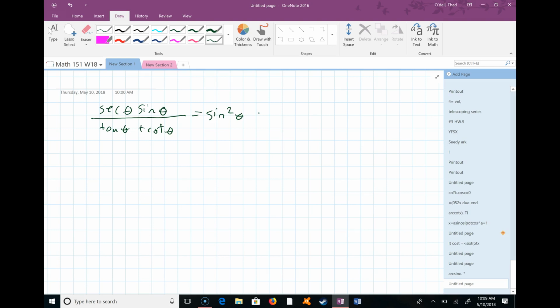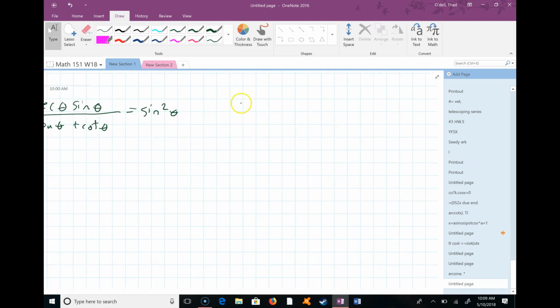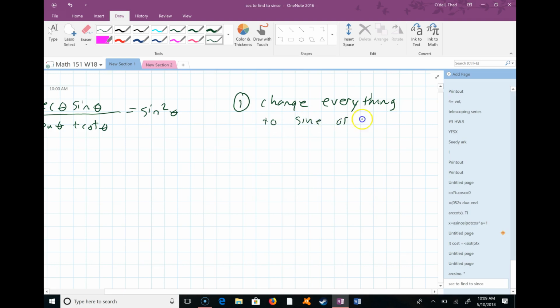So, what can I do? Well, one thing you can do, and this is pretty much always the first thing I do, is change everything to sine or cosine. Often that is a nice maneuver because you see some sines on top and sines on the bottom that can cancel out, or you see a sine squared and you can turn it into a cosine squared or something like that. So that often produces some nice things that kind of present themselves, right?